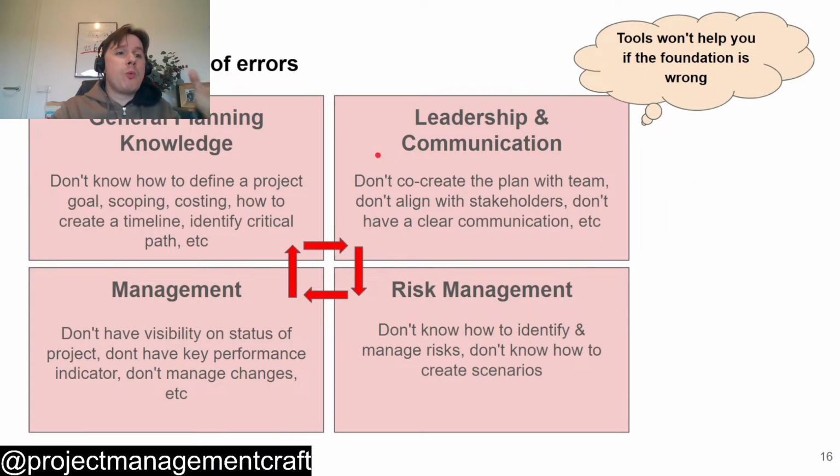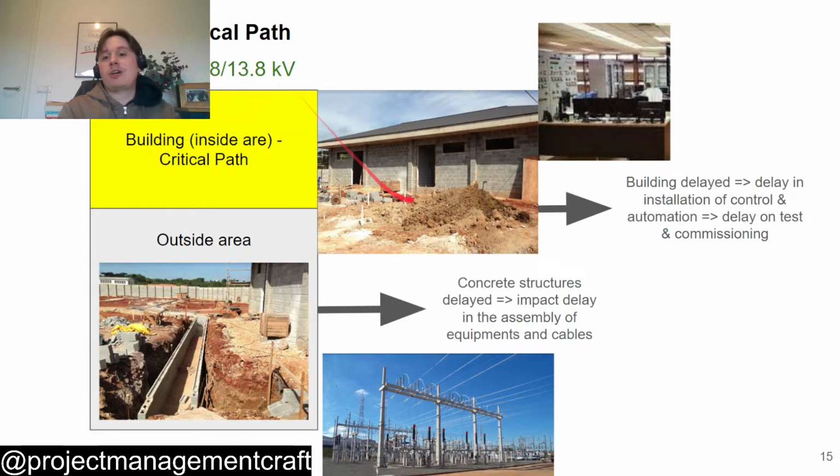But in general, there are different areas that those mistakes can come from. One is a general lack of planning knowledge. What do I mean? If you do not know how to define a project, how to define a goal, how to define scope, how to create a timeline, identify the critical path, all those basics, then basically you're done. Like in the case of the site manager, he did not know what the critical path was, so how was he prioritizing what he was doing?